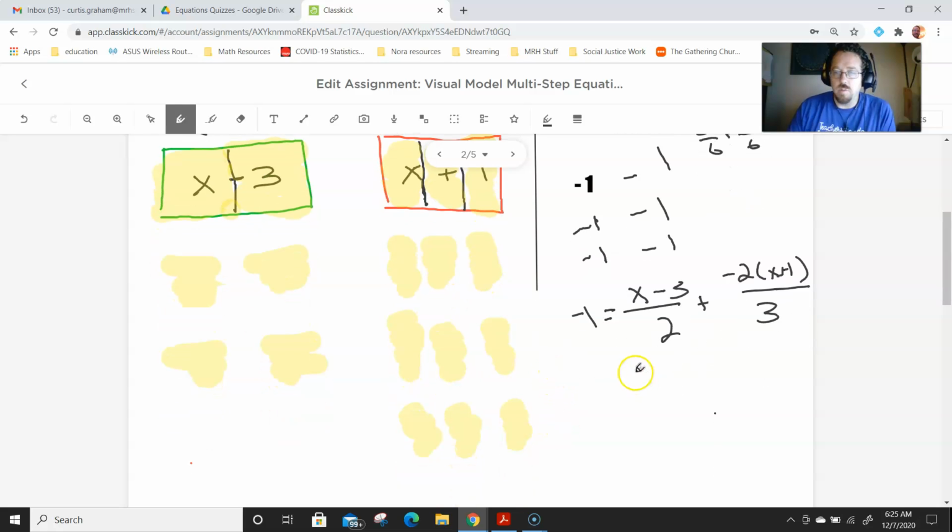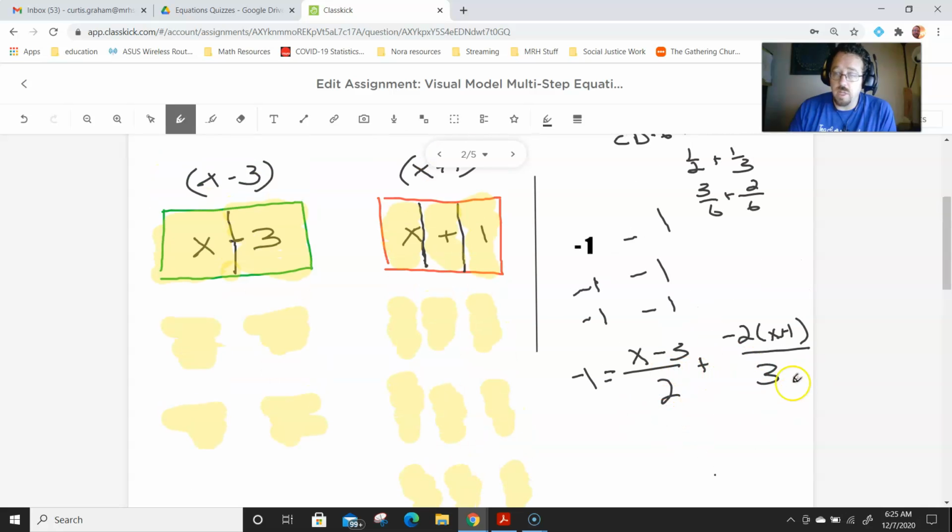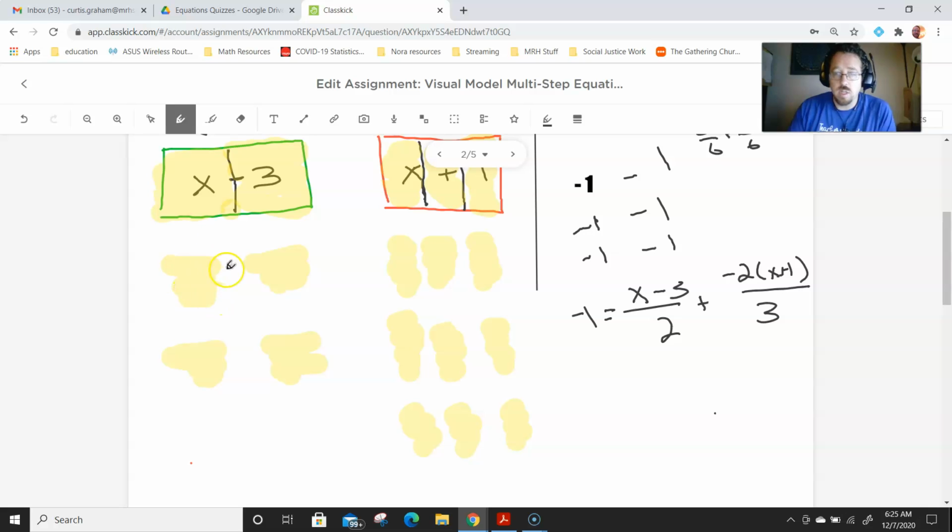Okay? So what you could think about this is, since I saw the denominator 2 and the denominator 3, I went back and I multiplied both sides by 6 to get rid of those denominators. And it did. See, it worked. I now have negative 6. Okay. I have 3 groups of x minus 3. And then I have 1, 2, 3, 4 groups of x plus 1.